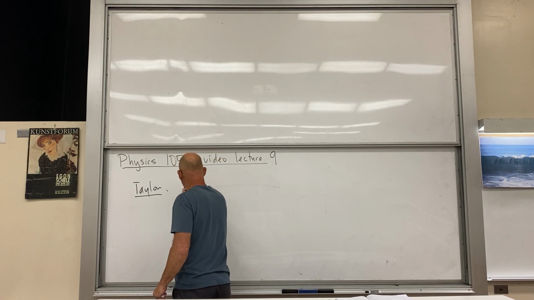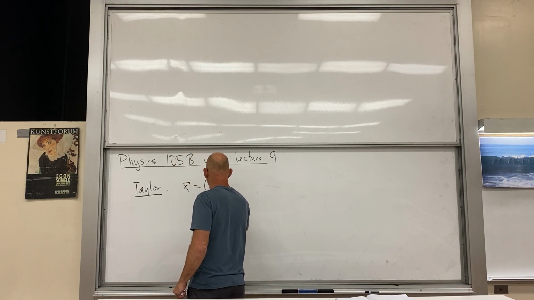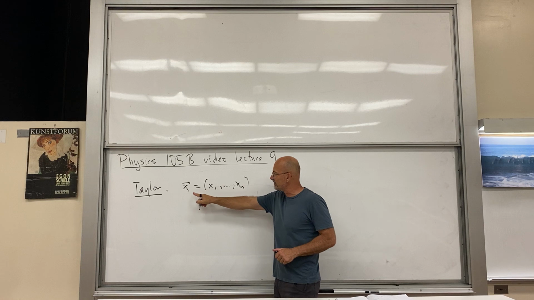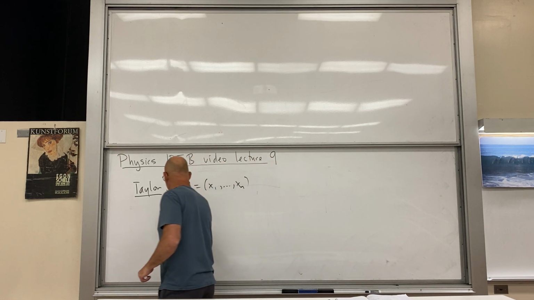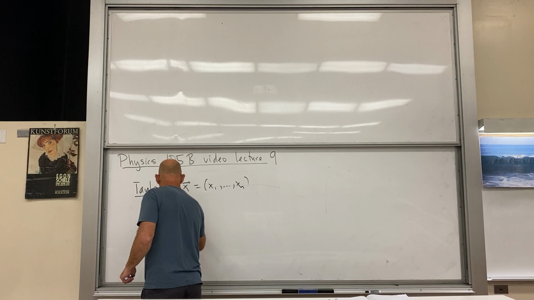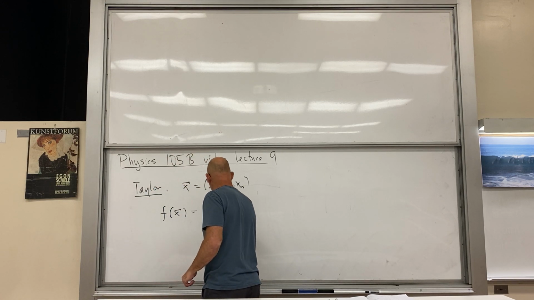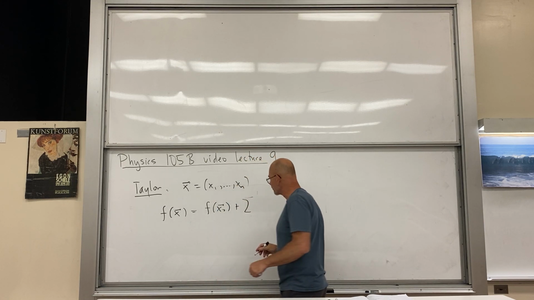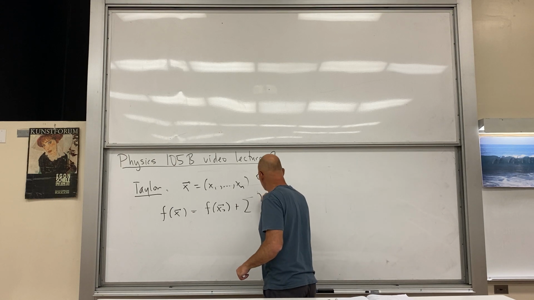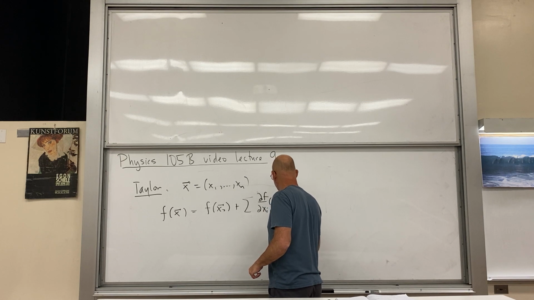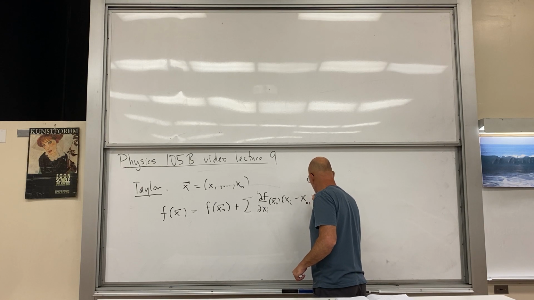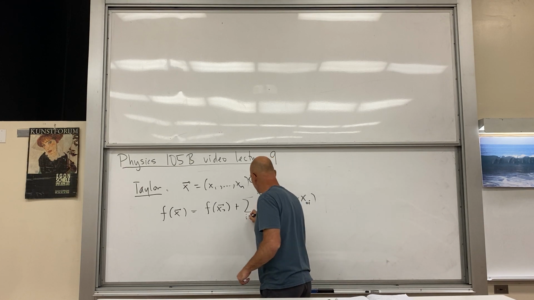And what we found here, x1 to xn, and we have a scalar function of this vector variable. Then we have f of x is equal to f of x0 plus, so this is our first derivative term. It's the sum of first derivatives, partials with respect to x sub i evaluated at x sub 0, times x sub i minus x0 i, i equals 1 to n.